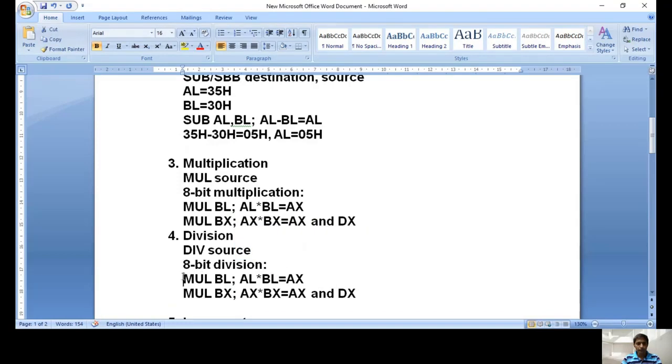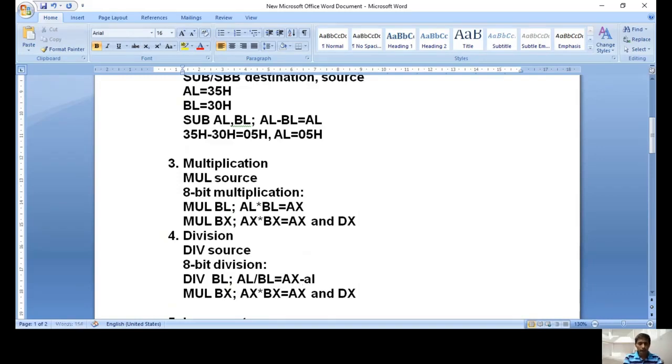Let us say 8-bit division. So the syntax for 8-bit division is DIV BL. DIV BL is the syntax for division. So if you write DIV BL, what happens? AL is divided by BL and the result is stored in AX. So now the content of AL is divided by BL and the result is stored in AX.